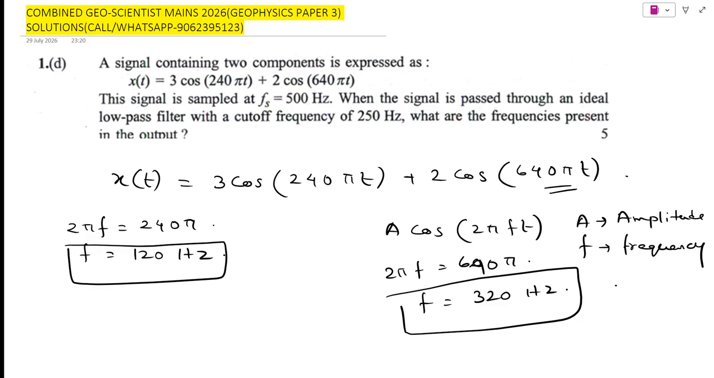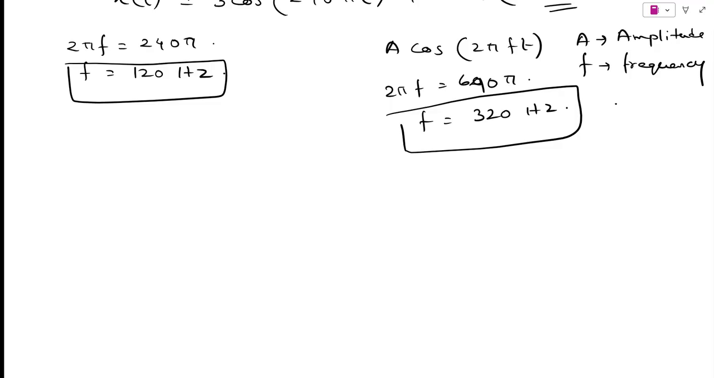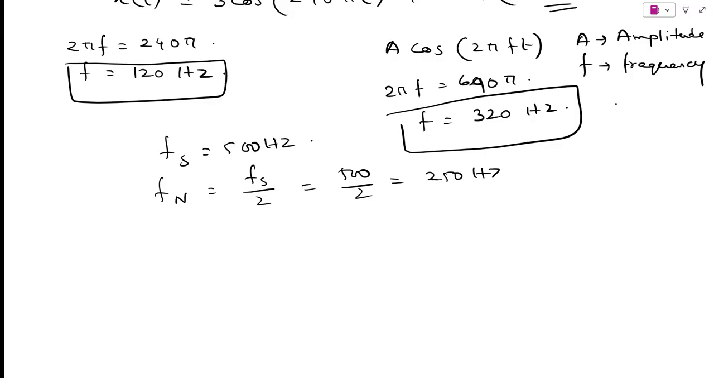So the second frequency is 320 hertz. Now the original signal contains 120 hertz and 320 hertz. And the sampling frequency Fs is 500 hertz, and the Nyquist frequency Fn is Fs by 2. So this is 500 by 2, which is 250 hertz.